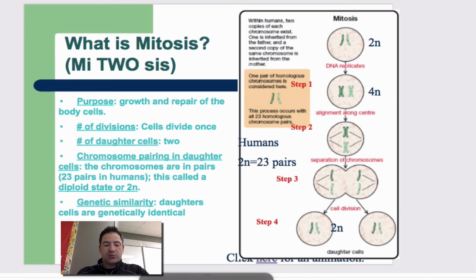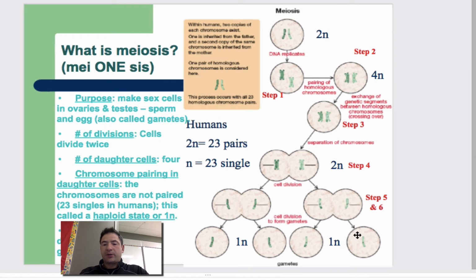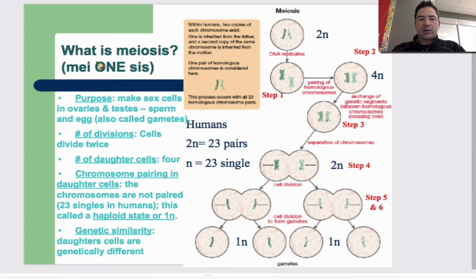Moving on to meiosis. Now, good news about meiosis is you do not need to know the process. You don't need to know the steps involved. All you need to know for this class is the difference between mitosis and meiosis. The difference is meiosis is going to produce not just two cells, but 1, 2, 3, 4 cells.